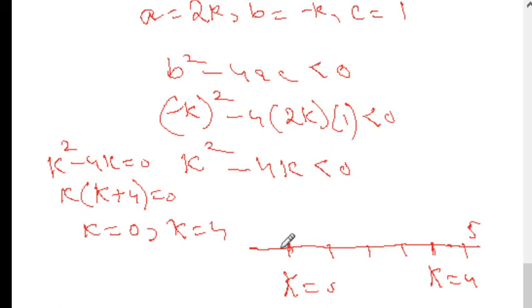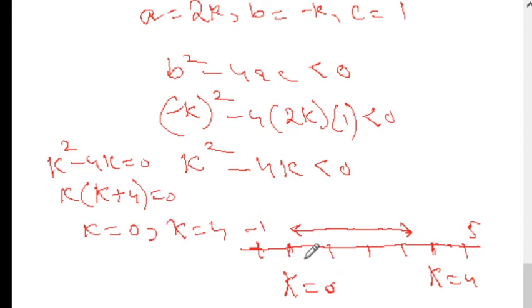Let's say here is k equals 0, and here is k equals minus 1. Now what we will do is a simple thing. Just take one value between 4 and 0, and one value to the right here, one value to the left here.